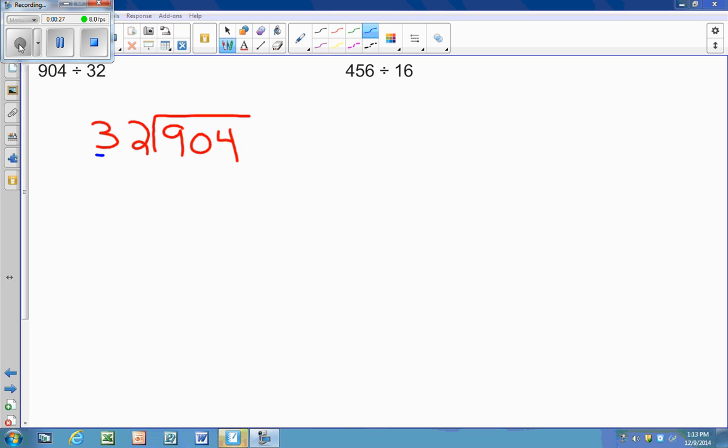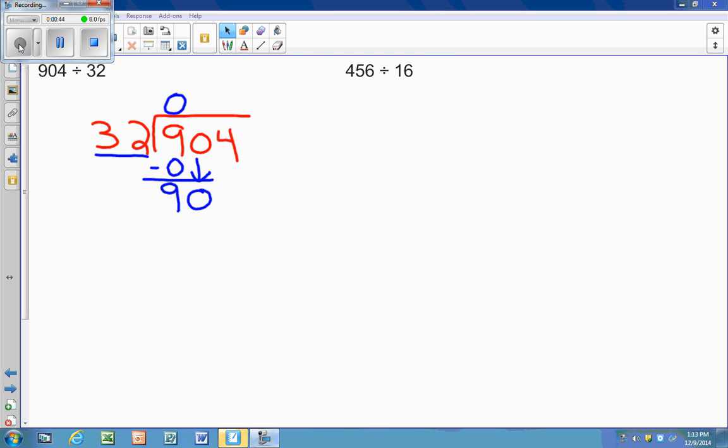So I look at the 32 and I ask myself, can 32 go into 9? It cannot, so I'm putting the 0. It is very important I do this step even though I know that I'm really going into 90. It will help me with my decimals. So how many times does 32 go into 90?